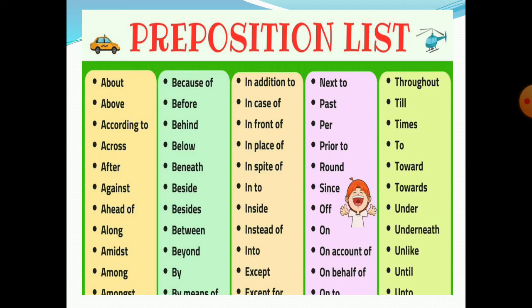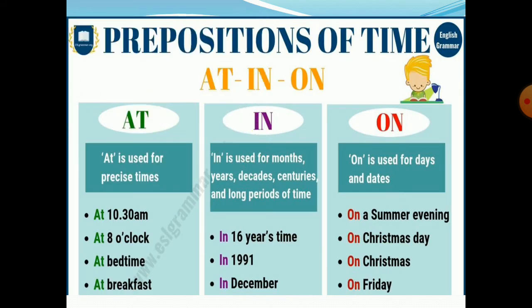Remember children, the use of prepositions is not determined by its kind, but by the relation that one wishes to present. The same preposition can be used to indicate different kinds of relations. So let's learn more about prepositions in context of kinds of relations expressed by prepositions. So the first is preposition of time.